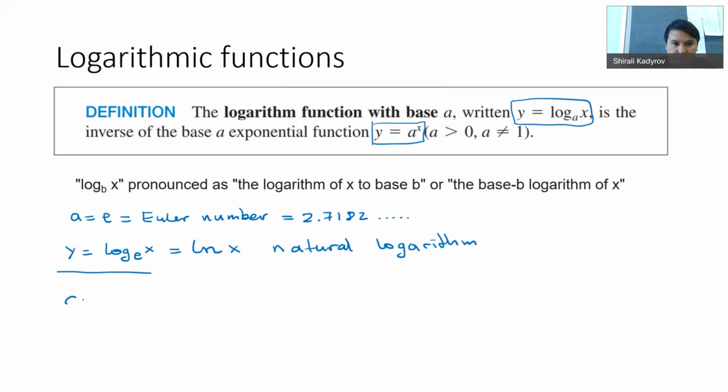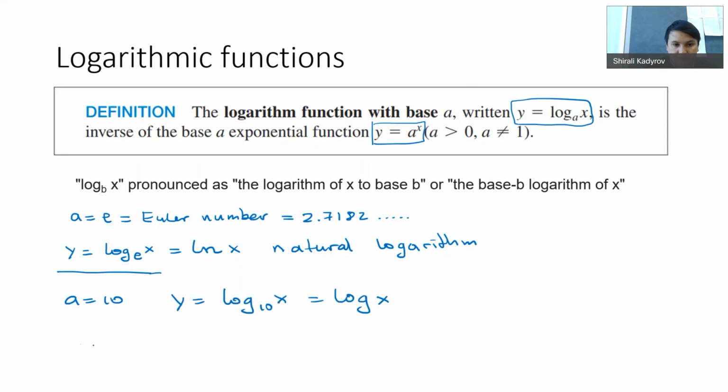Another common logarithm is when a is equal to 10, so base 10. Sometimes, instead of writing log with the base 10 shown, we simply ignore it and write log x. So if the base is not shown, it means it's base 10. This is the commonly accepted convention.